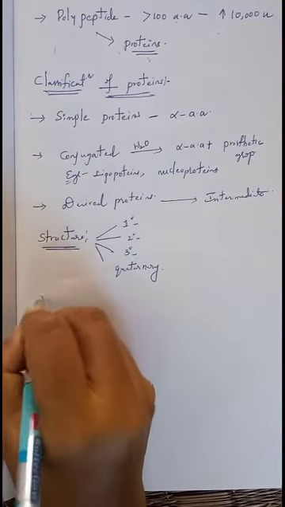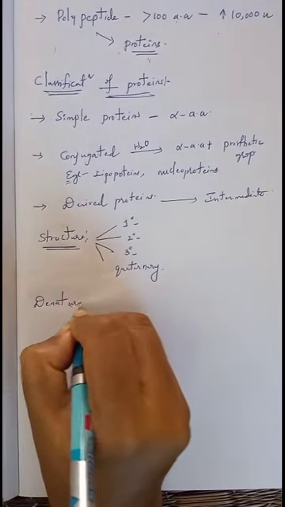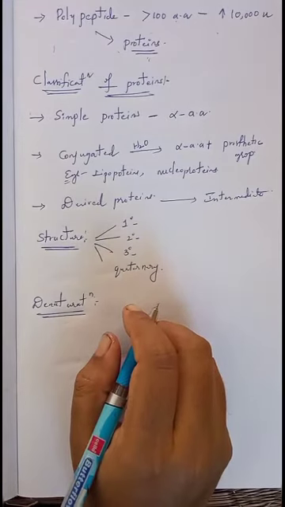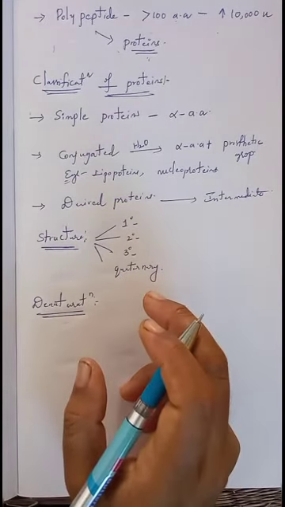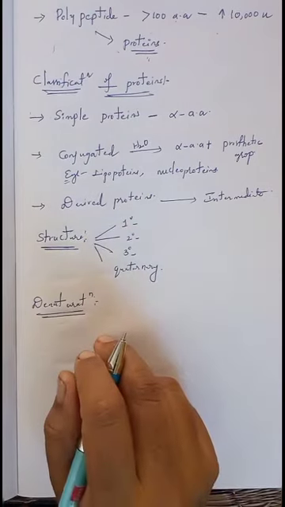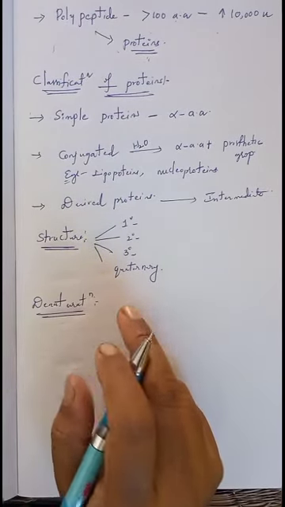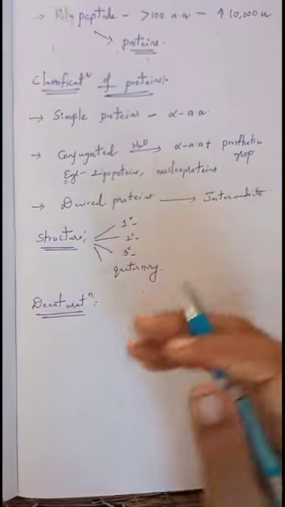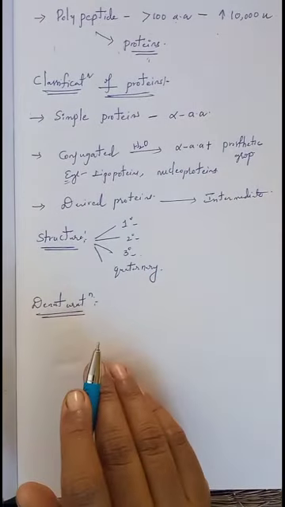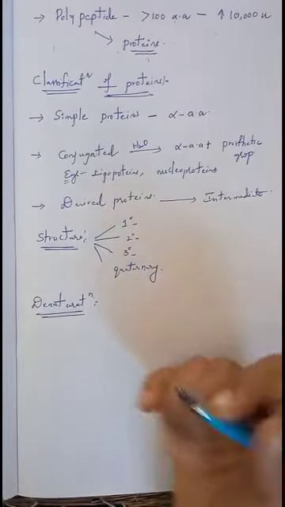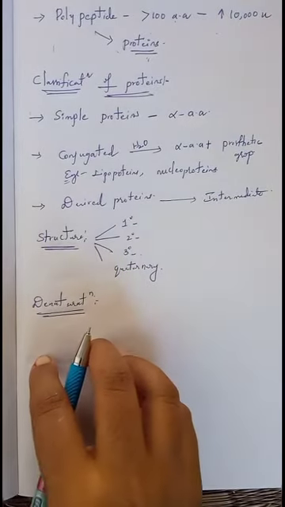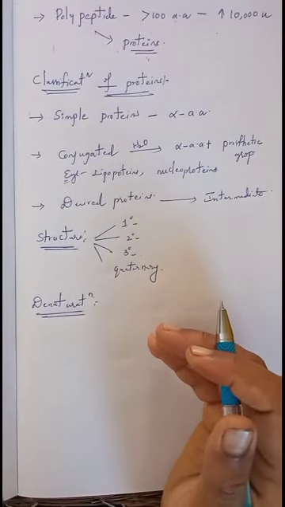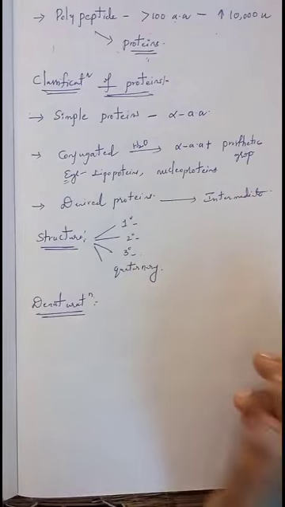Next one, denaturation of proteins. What is meant by denaturation? A protein found in a biological system has a unique three-dimensional structure. The tertiary structure contains such a three-dimensional structure of protein. Even in the biological system, it is present in that three-dimensional structure and shows biological activity. That is called a native protein. A native protein which has a three-dimensional structure and shows biological activity is called a native protein.